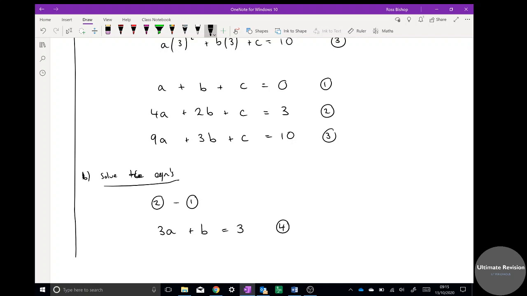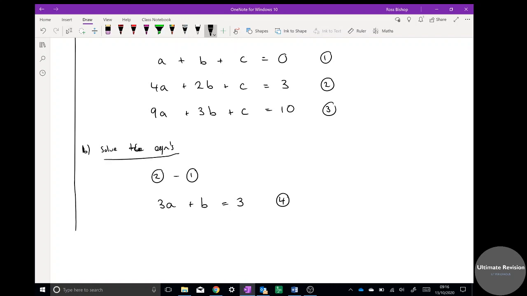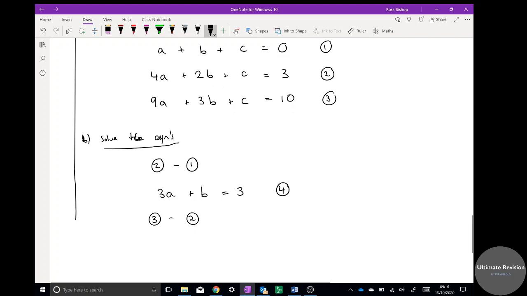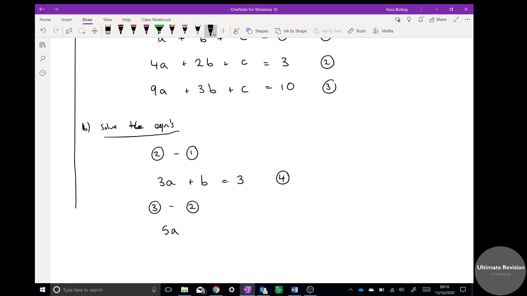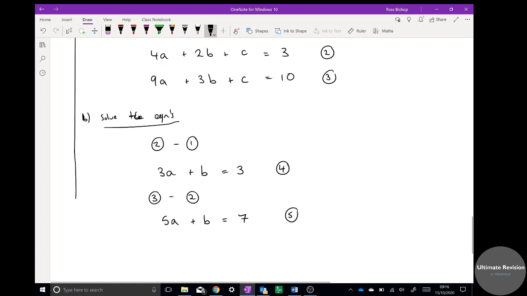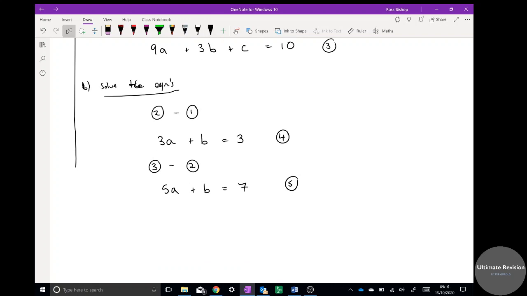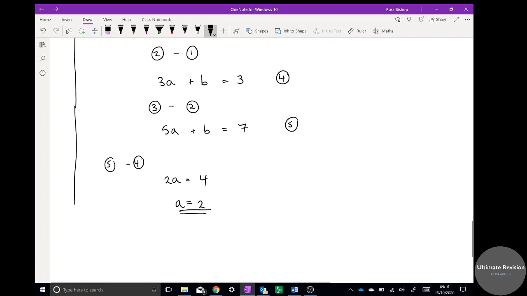So that's equation 4. And I can do something similar with 3 and 2 because 3 and 2 also have a common c value there. So I can do equation 3 minus equation 2, and this time I get 5a plus b, c's disappear, equals 7. I'm going to call that equation 5. And again, I can solve this quite easily by just doing equation 5 minus equation 4, because the b's are going to cancel then. So I just get 2a equals 4. Straight away, I know a is equal to 2.